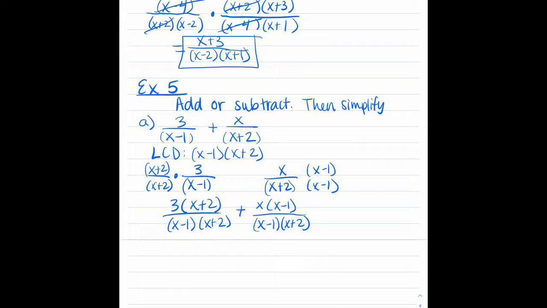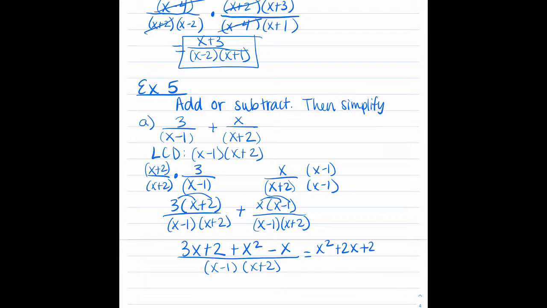And then, now that the bottom is the same, you can just add those together. But I'm going to multiply that 3 throughout and then that x throughout. So I'm going to get 3x plus 2 plus x squared minus x all over our common denominator. And then I'm going to simplify the top a little bit: x squared plus 2x plus 2 over that common denominator. And no need to multiply that out. Just leave it like that.